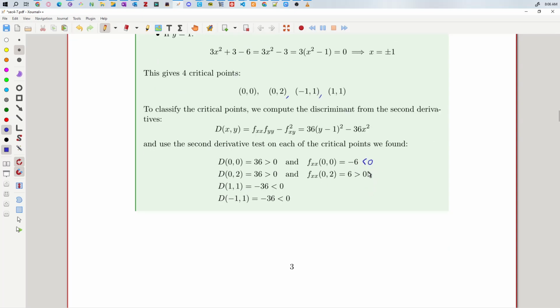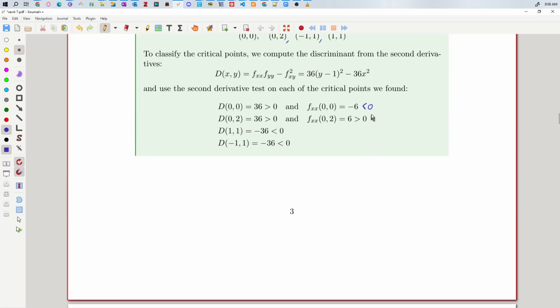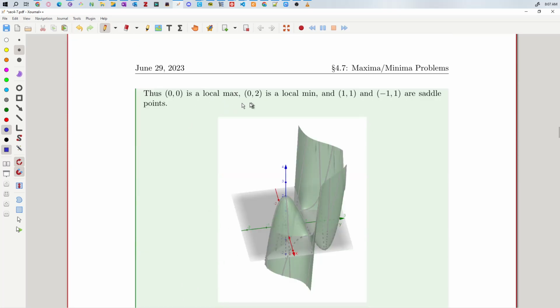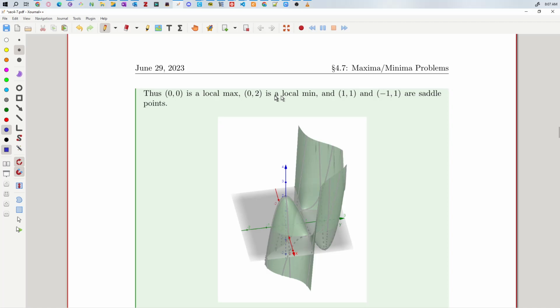Right, so just to make sure you're paying attention, this means that this point is decreasing, concave down, so it's a maximum, whereas this guy is concave up, so it's a minimum, right? That's what it should mean. So 0, 0 is supposed to be a max. All right, so 0, 0 is a local max, 0, 2 is a local min, and 1, 1 and minus 1, 1 are saddle points.